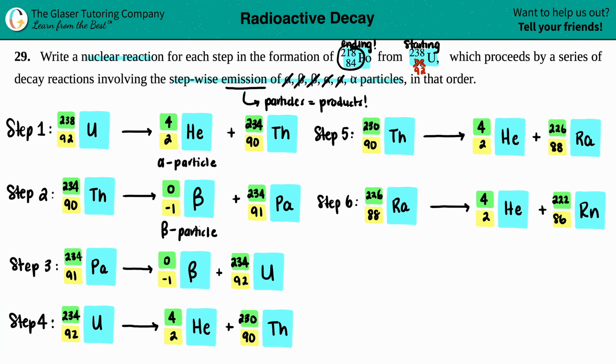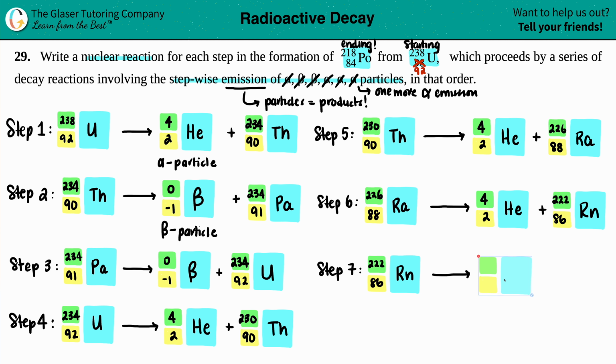It seems like we're 1 alpha away. So I believe what happened here, we also needed to add 1 more alpha emission. Because if we add that 1 extra step, right, step 7, we pick up where we left off. So we got Rn, 222, and an 86. If we emit 1 more alpha, so 1 more helium with a 4 and 2, and we see where we end off, 222 minus 4 is a 218, and 86 minus 2 is the 84, and that's your Po, polonium. And that's where you're ending here.